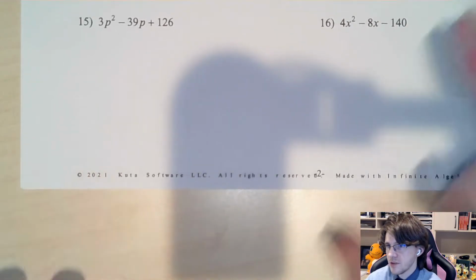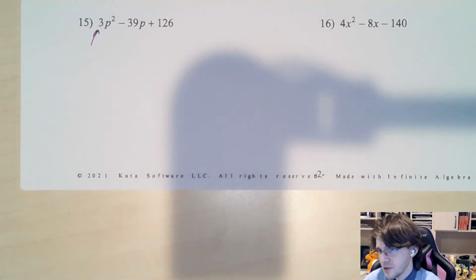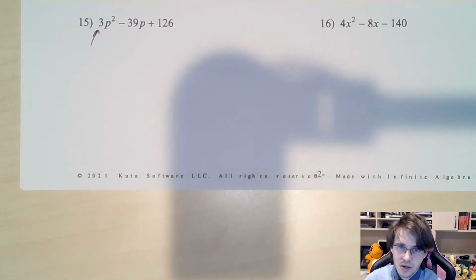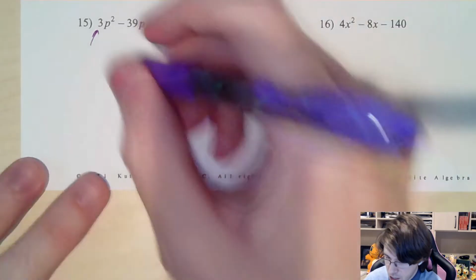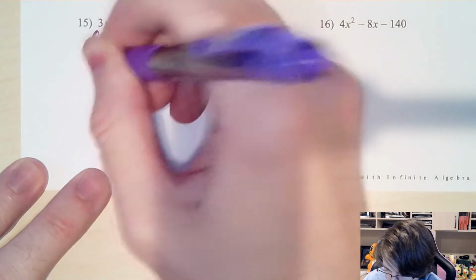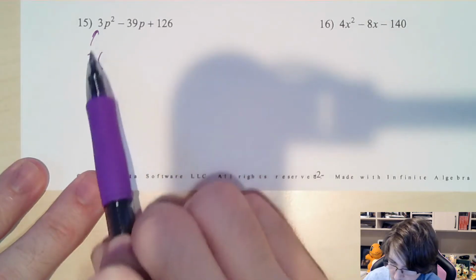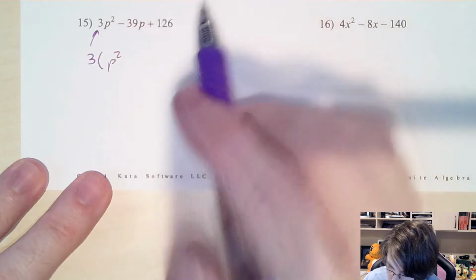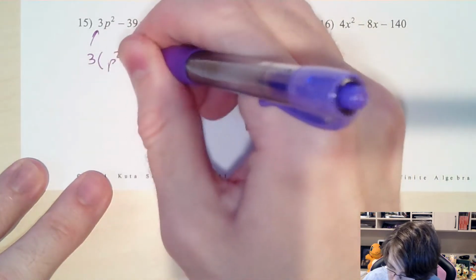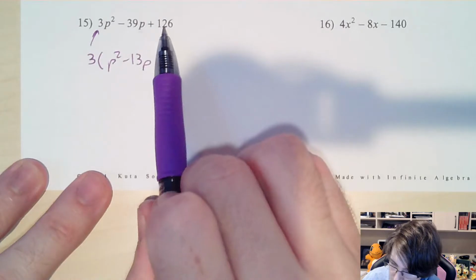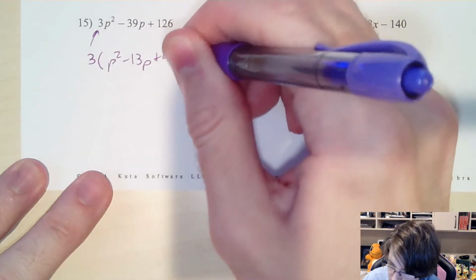Number 15 requires a little bit of extra effort. The reason is because we have this number out in front. When we have a number out in front, the first thing that we do is see if we can do the same thing as 13, the monomial factoring, to see if we can pull out a single term from every single one. In this one, we can pull out a 3. Specifically, 3p squared. If we divide by 3, we just have a p squared here. Divide by 3 here, you get negative 13p. And divide by 3 here, you'll end up with plus 42.